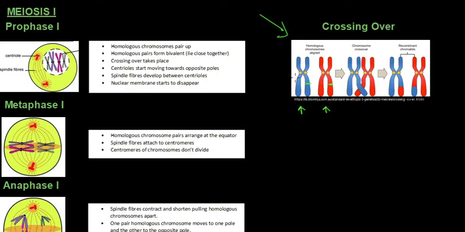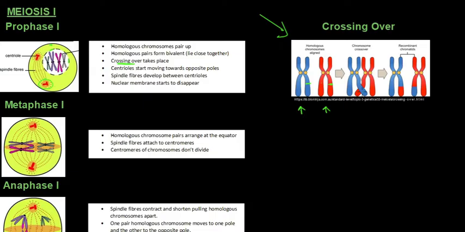So in prophase 1, homologous chromosomes pair up and they form a bivalent, which means that they lie close together and they actually physically come into contact with each other. Then a very important process called crossing over takes place. Another thing that happens is the centrioles, remember these ones, they start moving to opposite poles. So one centriole will go that way and the other will go this way, and then spindle fibers start to develop between the two, and then you'll see that the nuclear membrane, this dotted line over here, also starts to disappear.